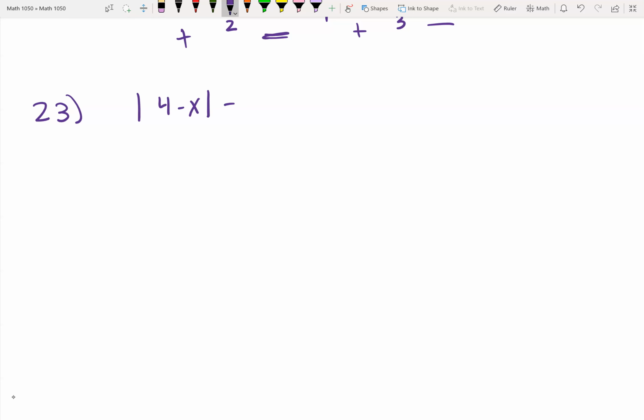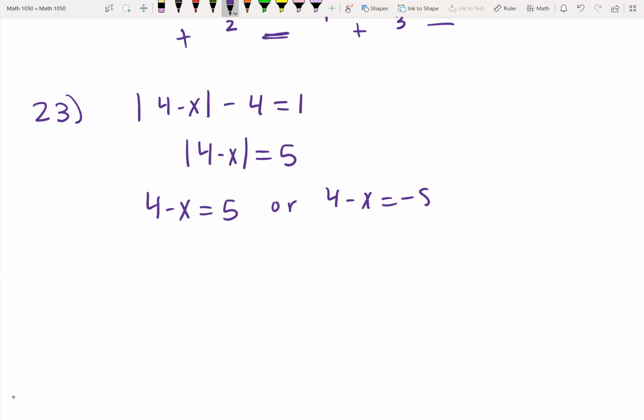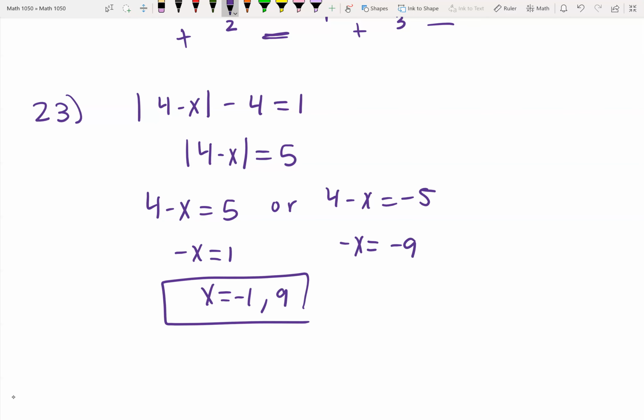So here's question number 23, okay? If you have an absolute value with an equal sign, you've got to remember the steps. Step 1, get it alone. So the 4 comes over. Step 2, split it in 2. And when you do that, you drop the absolute value symbol. The 4 comes over on the left. You get negative x equals 1. Change your signs. X equals negative 1. Right here, negative x equals negative 9. Change your signs, positive 9.